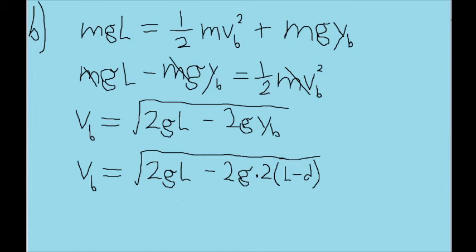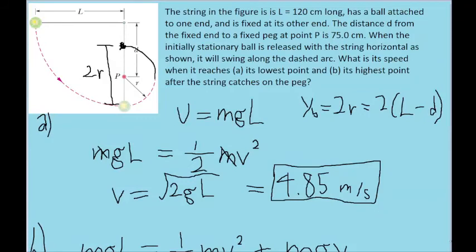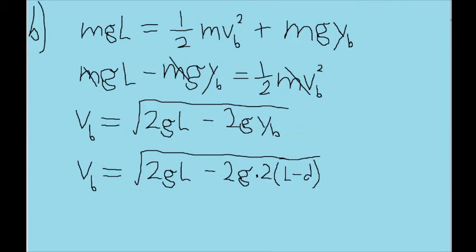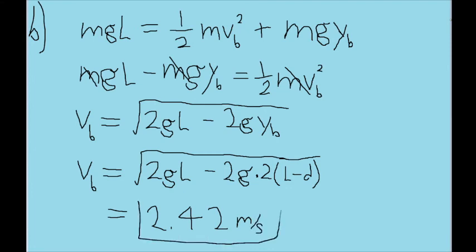And now this is the final equation we'll have to use, because all the variables are given to us. Of course, just remember to convert the values given for L and d from centimeters into meters, in order to keep the units consistent. So once again, if you plug all this into your calculator, then you'll get a value of 2.42 meters per second. And that is the final solution for part B.